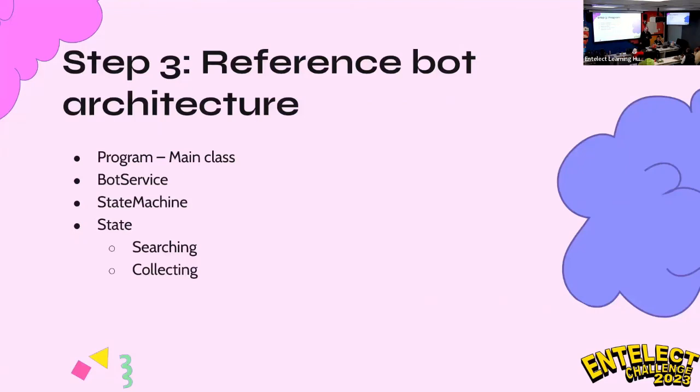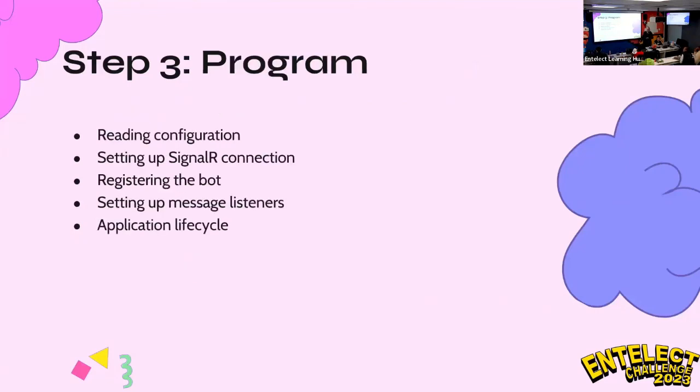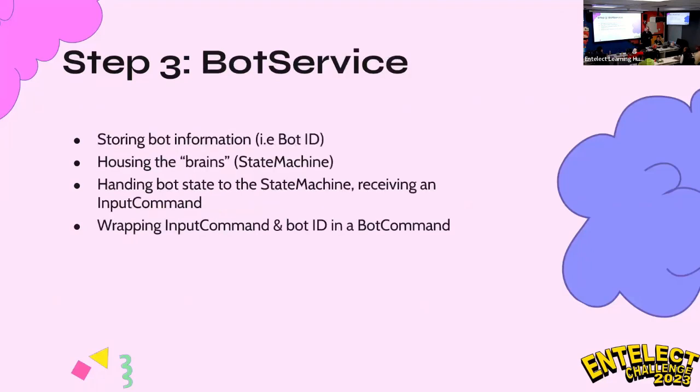So the program is responsible for reading our configuration, setting up the SignalR connection, registering our bot, as that's as far as we've gotten so far, as well as the message listeners for receive bot state and registered, and then also the application lifecycle. For now, that's just the loop. You can also do fancy things if you disconnect or whatever. Then in our bot service class, we are going to store the bot information. For us, the only thing we care about is the bot ID.